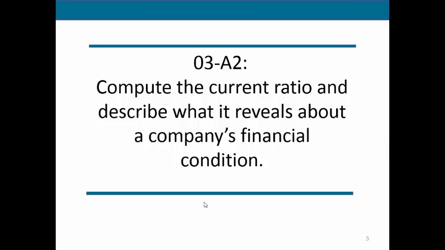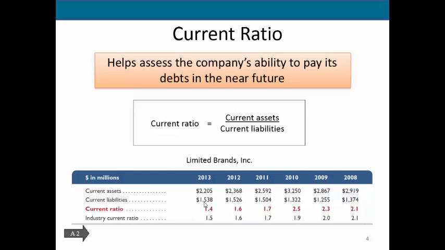Now we're going to look at the current ratio. And current ratio is a ratio that tells us about the financial position of a company, and it can help us have an idea of how stable a company is. The current ratio is calculated by dividing current assets over current liabilities. And what this is telling us is what is the percentage of current assets that a company has in order to cover or pay their current liabilities.